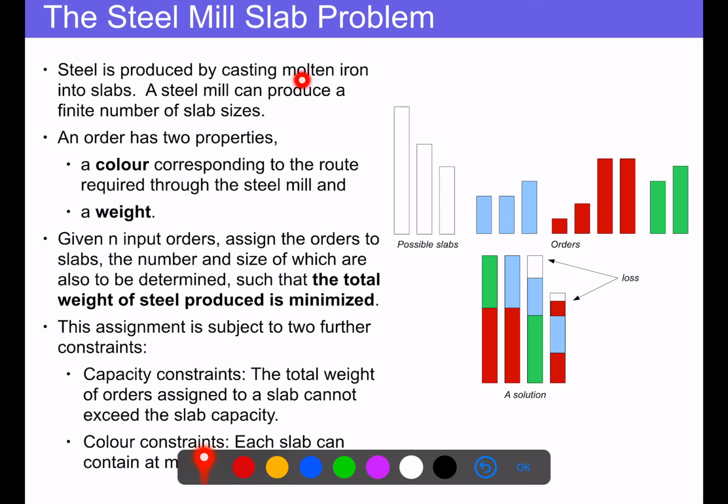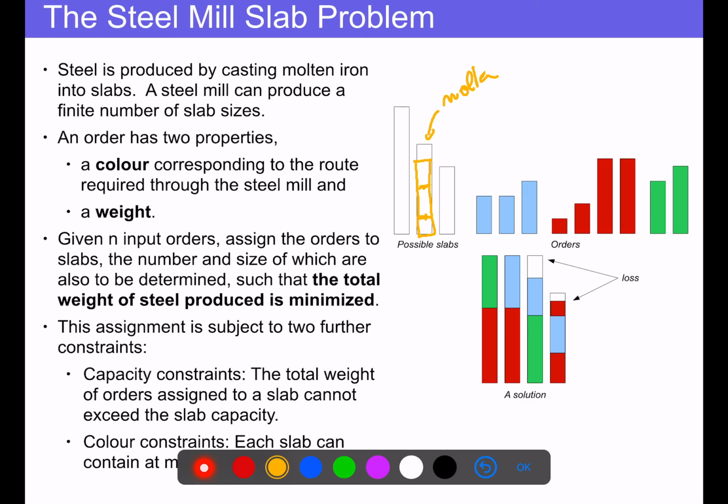Steel is produced by casting molten iron into slabs, okay? And the slabs are represented here by the knots. There is no color in the slabs. So we have three possible slabs here, okay? Slabs, this is where you put molten iron. So basically, you will fill the slab with molten iron, okay? And then after that, you will cut it, and you will split it into different parts.